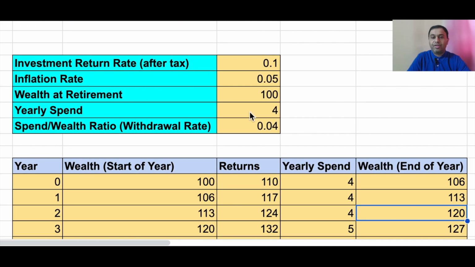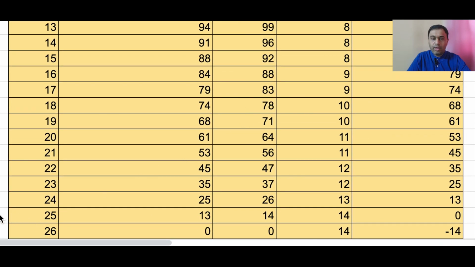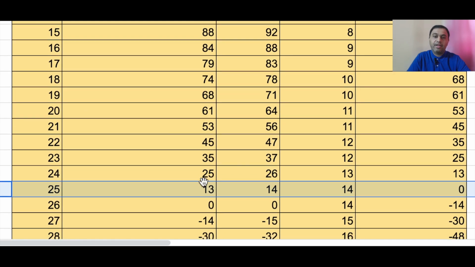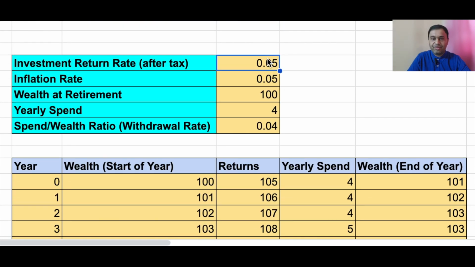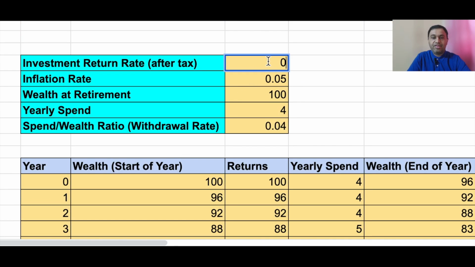Now let's look at some scenarios. Let's assume your wealth at retirement is about $100. Let's say your investments earn as much as the inflation rate. Now your wealth will last for 25 years, as you can see, because you're spending 4% and you're making as much as inflation. Hypothetically, if your investments got 0 returns, it should not happen, but as a hypothetical scenario, then your money runs out much earlier, at 16 years.